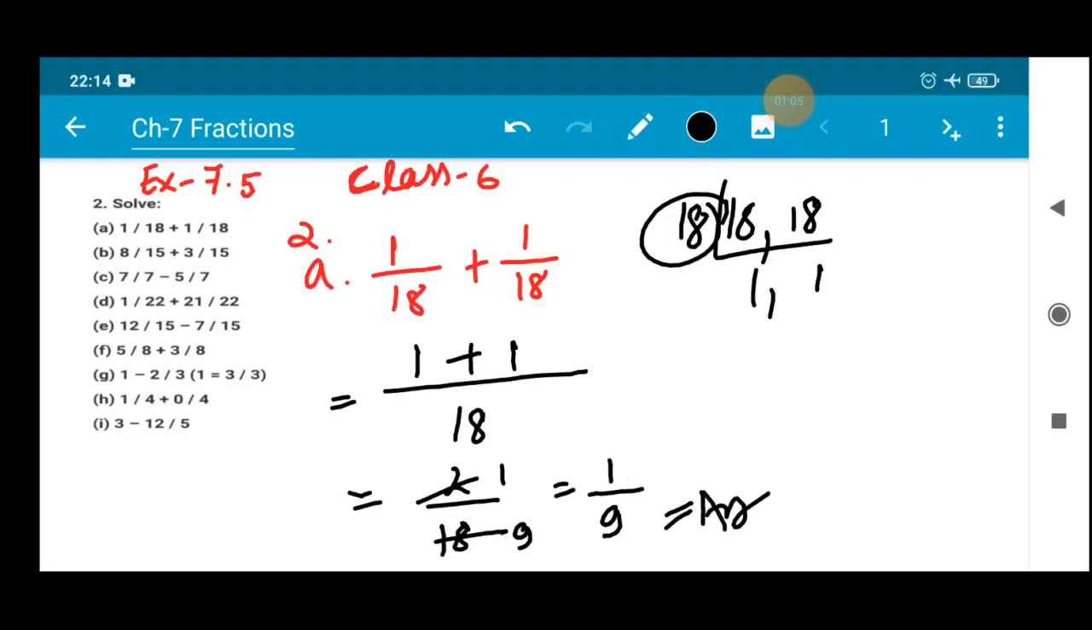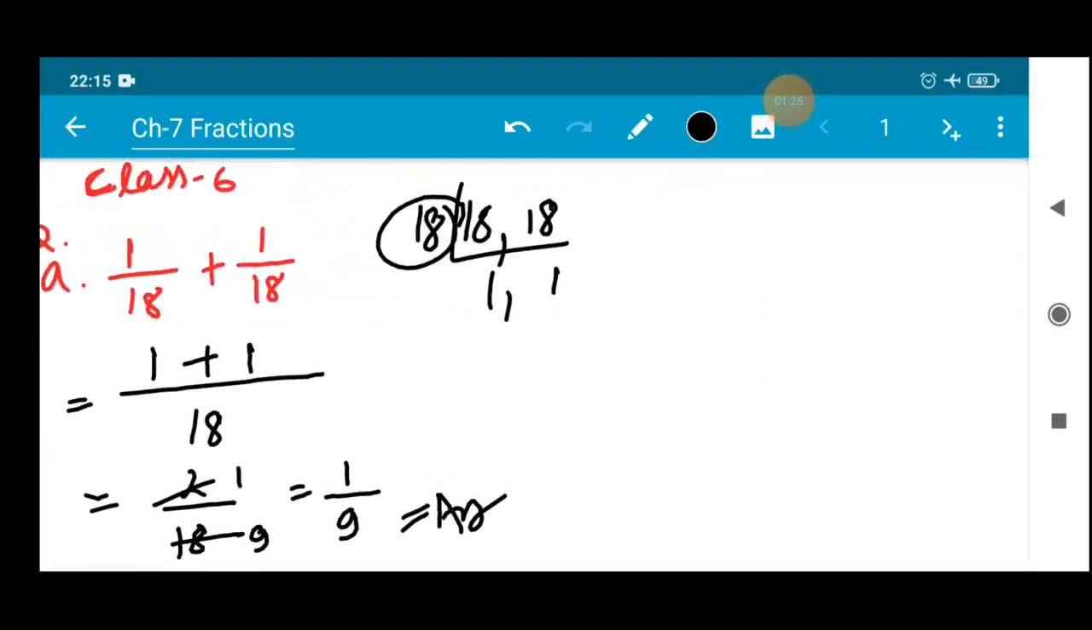Alright students, I hope you have understood this. This is the simple logic, and it is applied when we have the same denominator. We will solve addition and subtraction of fractions with different denominators later, and at that time I will show you the trick to solve those also. Let us now solve number B.